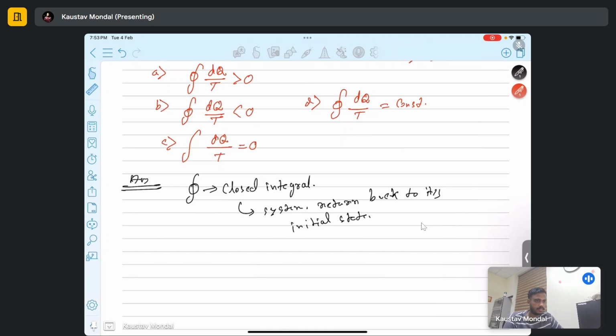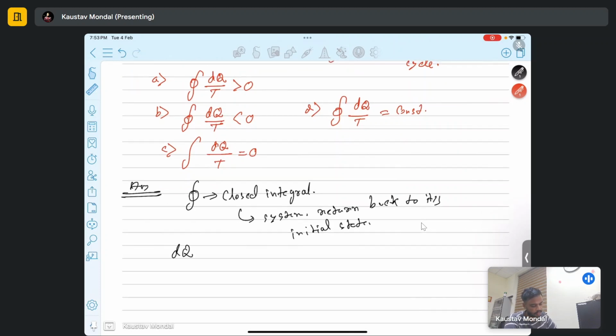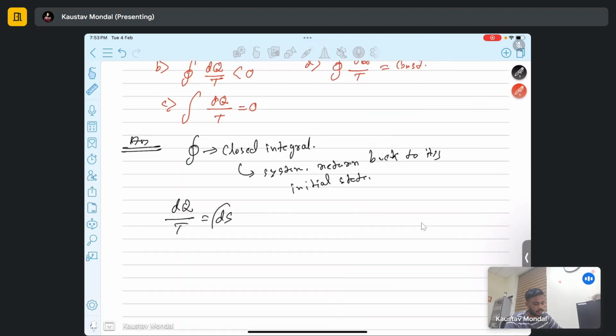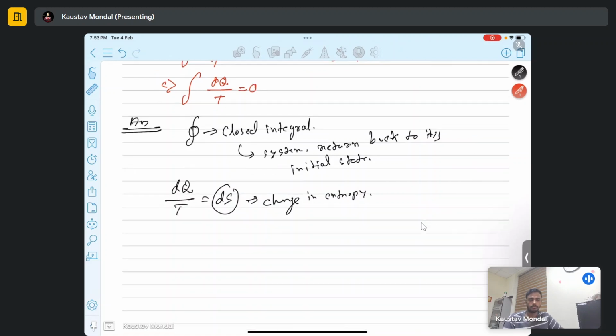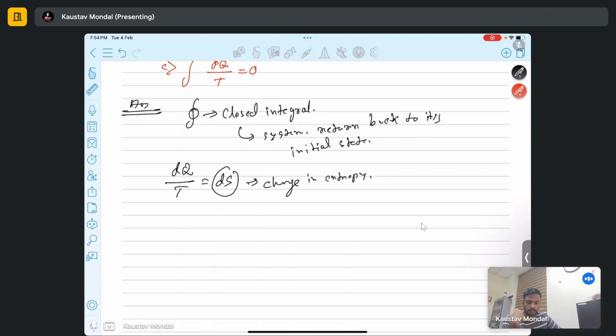Now for this case, you already know dq by T for a reversible process will be simply dS, right? And dS is the change in entropy. Now we all know entropy is a state function, so it only depends on the final and initial state. It doesn't depend on what kind of path is taken by the process during the change in state. Entropy only depends on initial and final state.